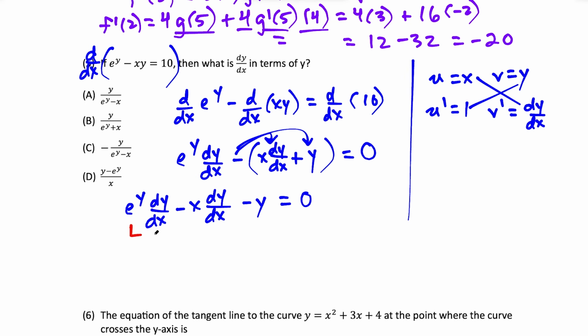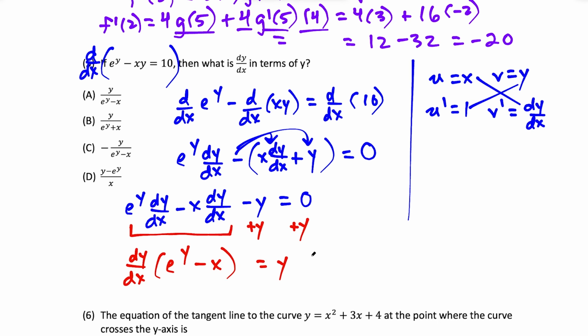So we could factor the dy/dx out of these two terms, and we could add the y over to the other side because our goal is to solve for dy/dx. So now we're going to have an equation where on the right side we have y, and on the left side we're going to factor out dy/dx, and we're going to be left with, in parentheses, e to the y minus x.